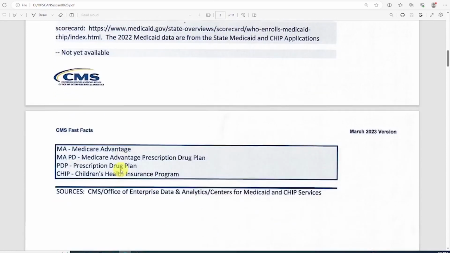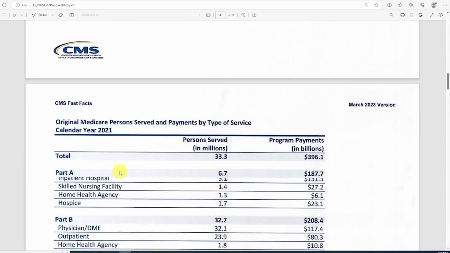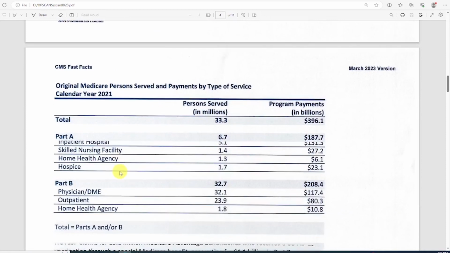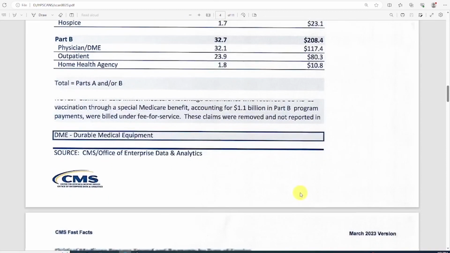Let's take a look at more data. We are to say here together, the program payments were about 400 billion for both Medicare and Medicaid. And Part A, about 188 billion, and Part B, about 210 billion dollars.